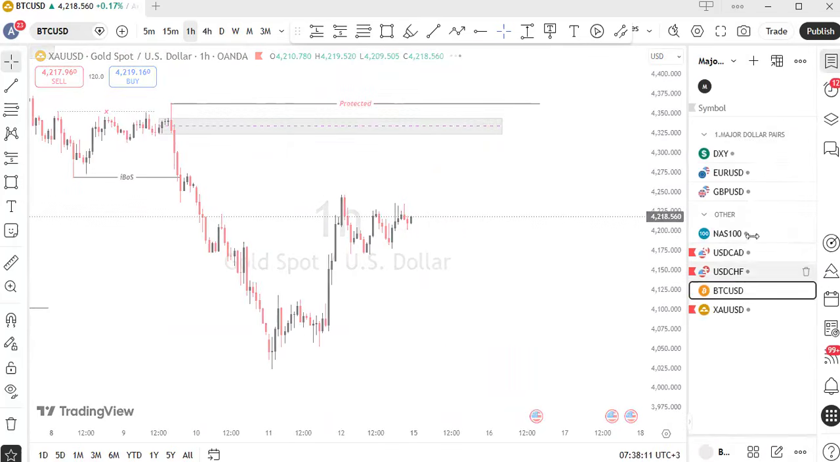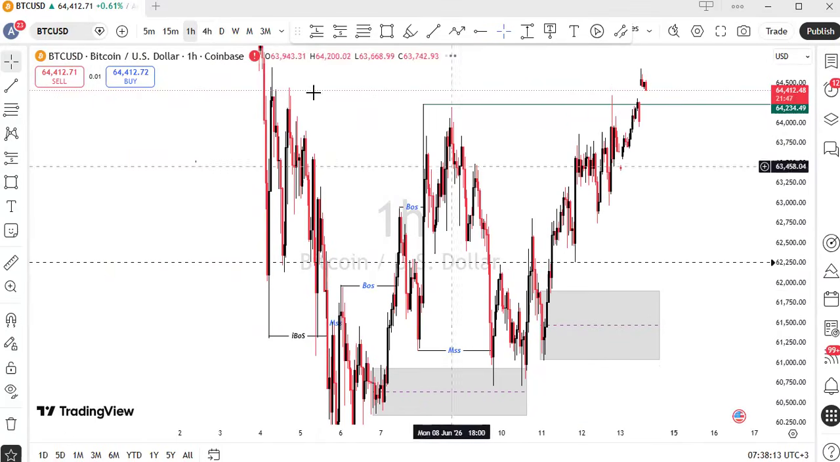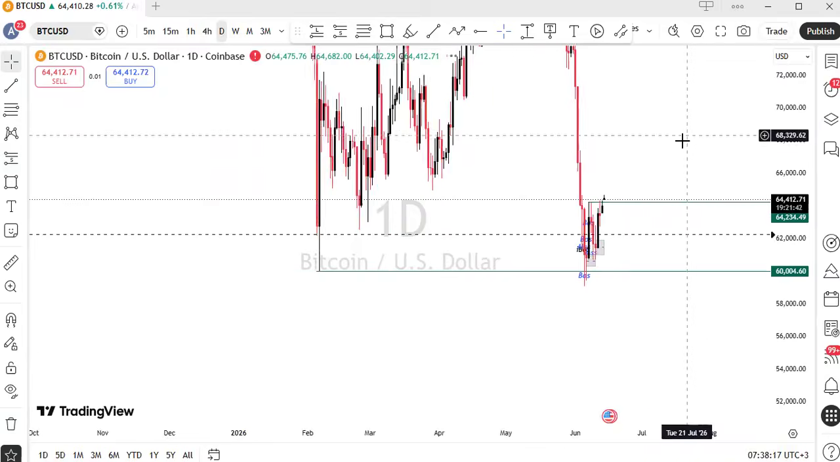So of course we are going to move to BTC. We're going to move to BTC. Let me start from the higher time frame.